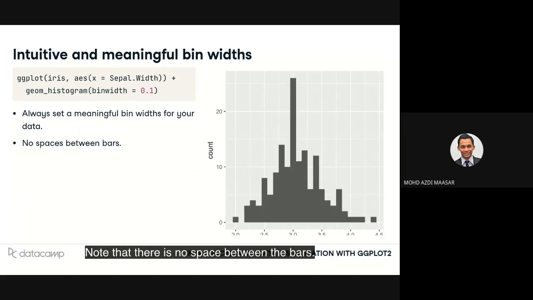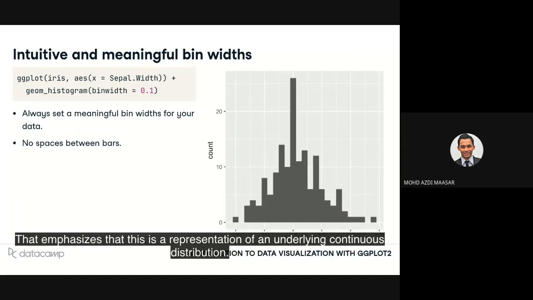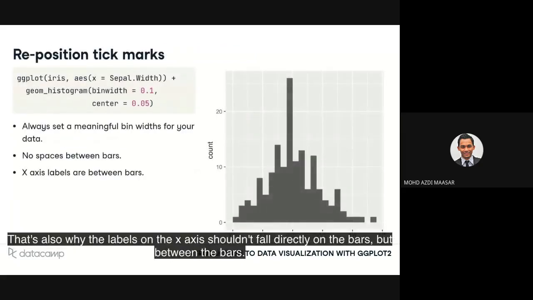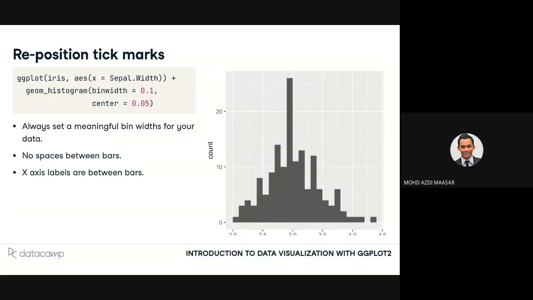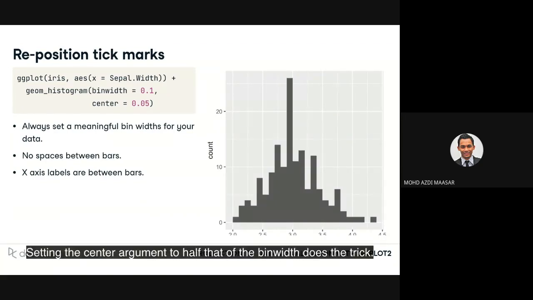Note that there is no space between the bars. That emphasizes that this is a representation of an underlying continuous distribution. That's also why the labels on the x-axis shouldn't fall directly on the bars, but between the bars. They represent intervals and not actual values. Setting the center argument to half that of the binwidth does the trick.